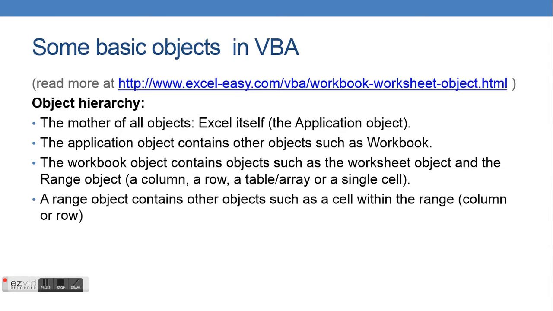In Excel, the mother of all objects is Excel itself, sometimes referred to as the Application object. Within the Application object, we have other objects, for example, Workbook. The Workbook object contains objects such as Worksheets and Range objects. A Range object can be quite general. It can be a column, a row, a table, sometimes referred to as an array, or a single cell. The example we just did with Range A1 and Range A2 are examples of a range with just a single cell.